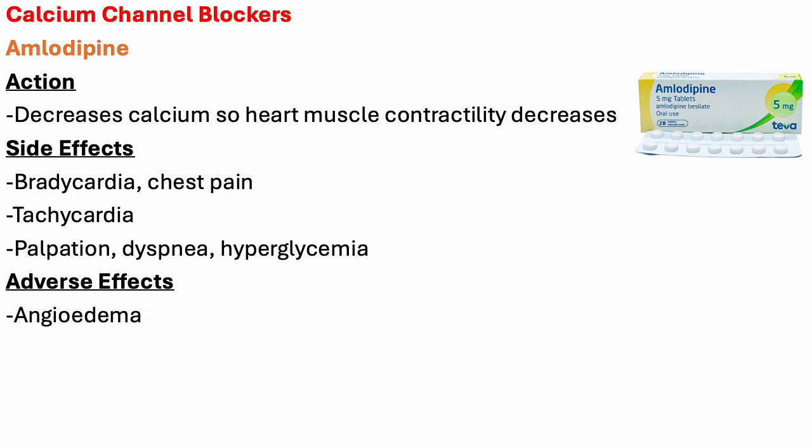Again, very similar to the calcium channel blocker, diltiazem hydrochloride. So, pretty much the same thing here. The action is to decrease calcium so that heart muscle contractility decreases. Side effects are going to be bradycardia, chest pain, tachycardia, typically because your blood pressure could drop so low with this drug that you're going to have some tachycardic effects. Palpitations, dyspnea, and hyperglycemia, and then an adverse reaction is going to be angioedema.